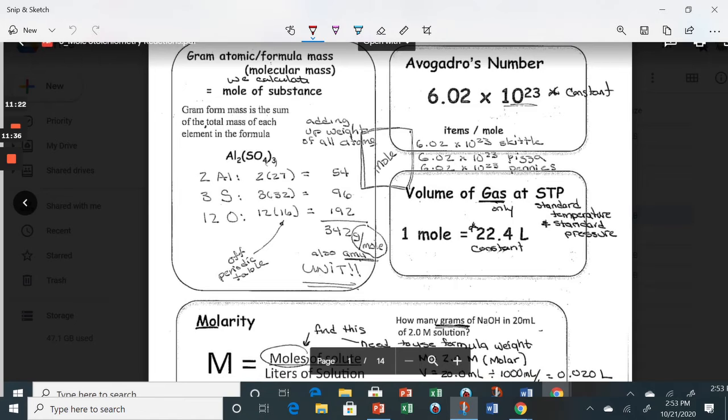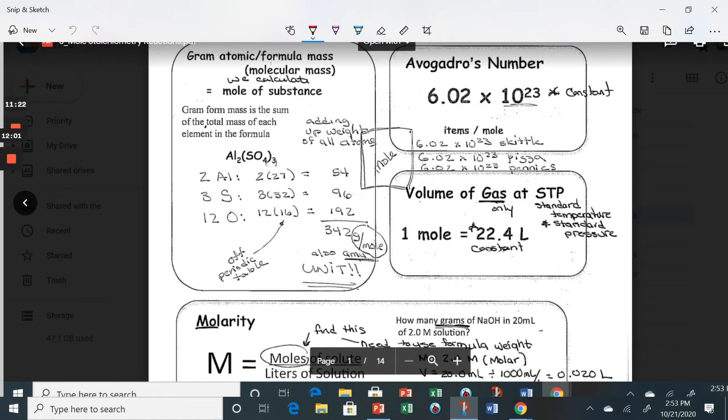in order to calculate and put a numeric value, besides counting atoms, to the meaning of a mole, we can do this thing called gram atomic mass, or formula mass, or molecular formula mass, or gram formula mass, formula weight. Some people call it weight. I'm trying to think, there's other names for it. They're interchangeable.